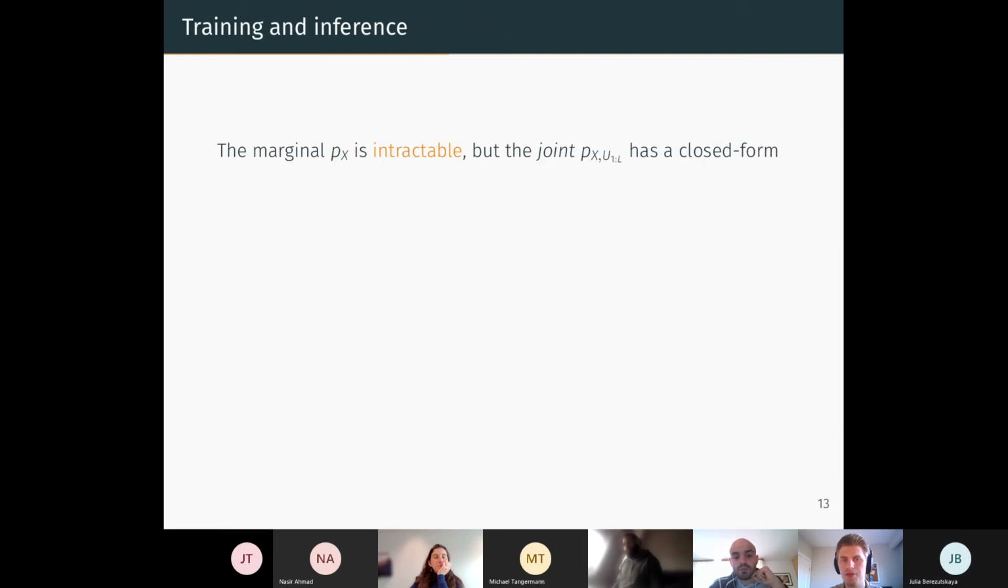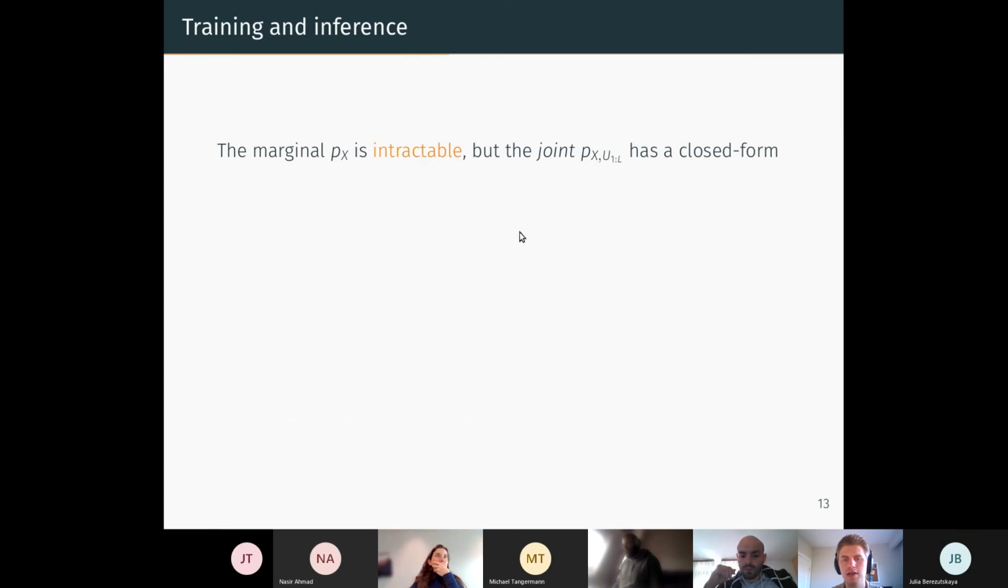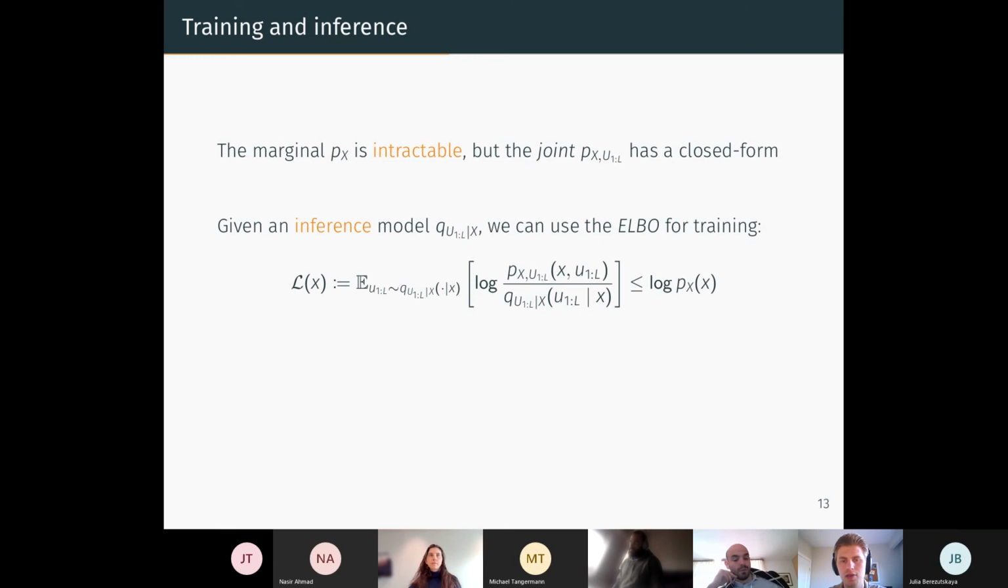Let's see. So of course, now this structure is quite nice, but we don't get it for free. Our marginal distribution Px now is intractable because it's an integral over this tractable joint distribution. But luckily, the joint has a closed form, and it's a nice recursive form that helps with computation. So now, to train these models, we will actually use variational inference, but this is not the variational inference that I was talking about just a second ago. It's a little bit different, but let's just focus on this for now.